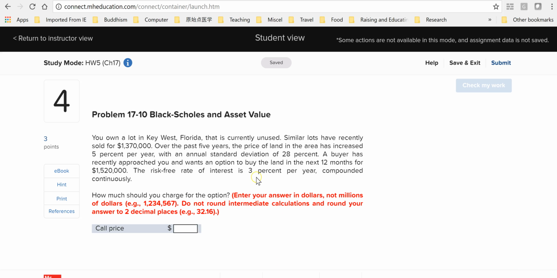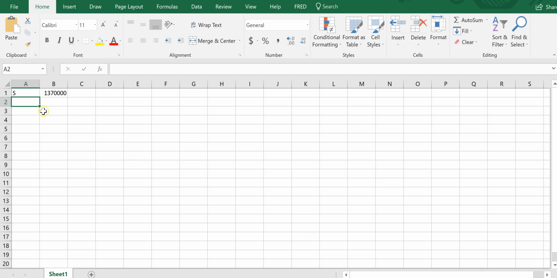Exercise price means that by the time of maturity, this is how much the holder of the option needs to pay in order to acquire the asset. In this case, after 12 months, the buyer needs to pay this much. So this $1,520,000 is the exercise price. That's the E, 1,520,000.